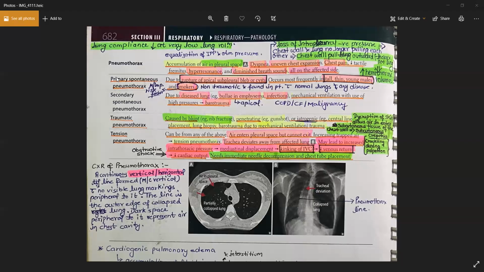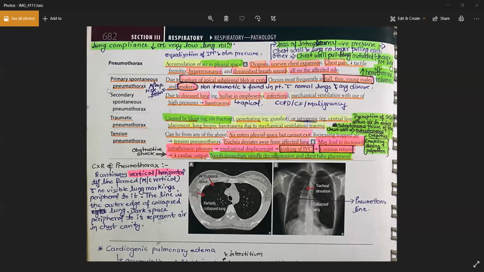So it will be a patient who is approximately 6 feet or 6 feet 4 inches tall, and he was just resting at home, and suddenly he developed dyspnea, shortness of breath, uneven chest expansion, chest pain, and all these things. You can think about spontaneous pneumothorax. No trauma history will be there in these patients, right?